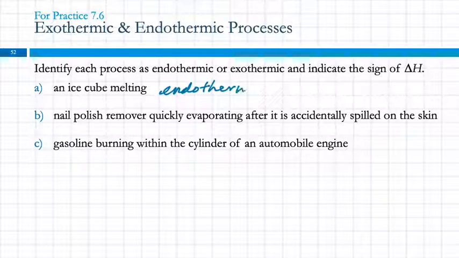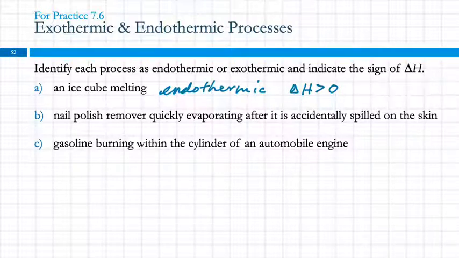And so what's the sign on delta H? Is delta H greater than 0 or less than 0? It is greater than 0 because the ice cube is getting energy. It's positive for the ice cube. If it's in my hand, it's negative for my hand, but it's positive for the ice cube.